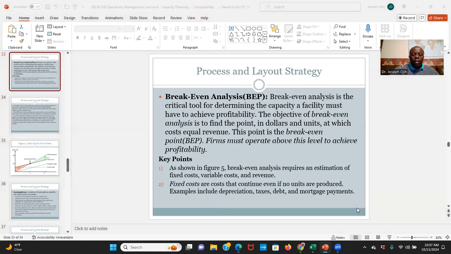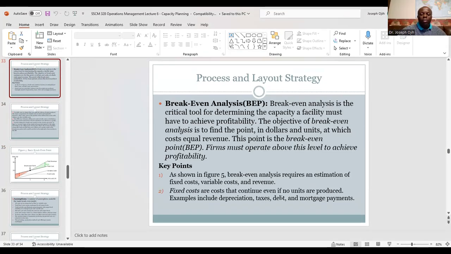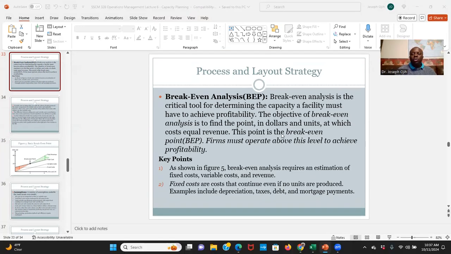Still on the few things we need to know about break-even point: when we say fixed cost, what do we mean? Each time we use that term, we are referring to the cost that continues even if no units are produced. It doesn't change with the scale of production. So even if nothing is produced, you still have your fixed cost.